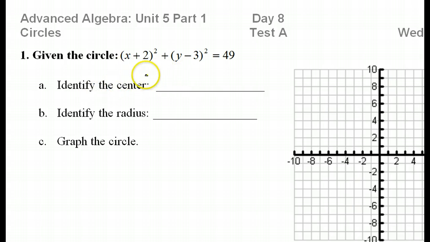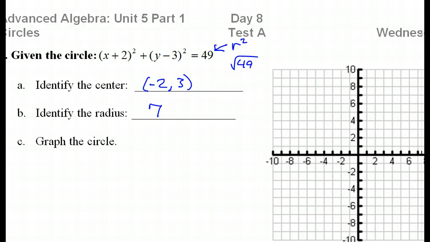Okay, identifying the center of the circle. Well, the center will be the opposite of these, so it's going to be -2, +3. The radius, well, this is the radius squared. So if I take the square root of this, that's going to give me the radius, which is 7.